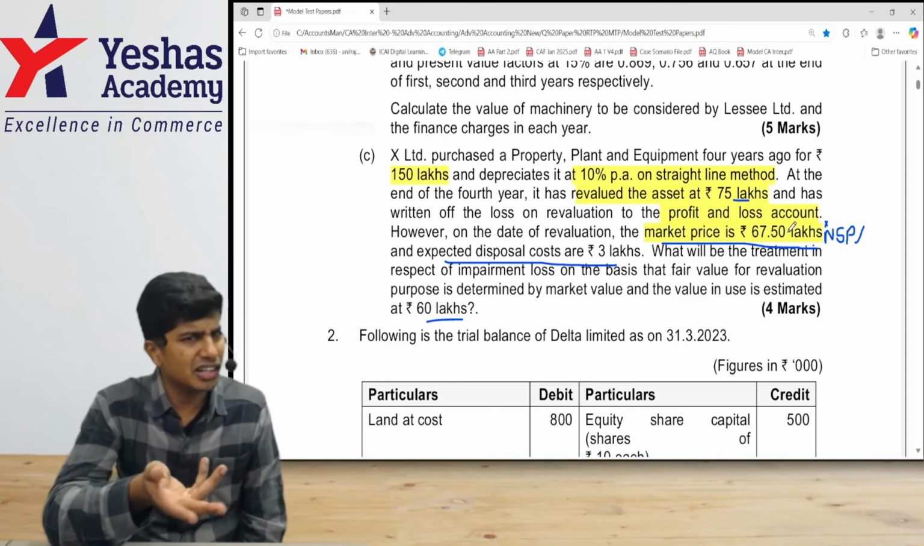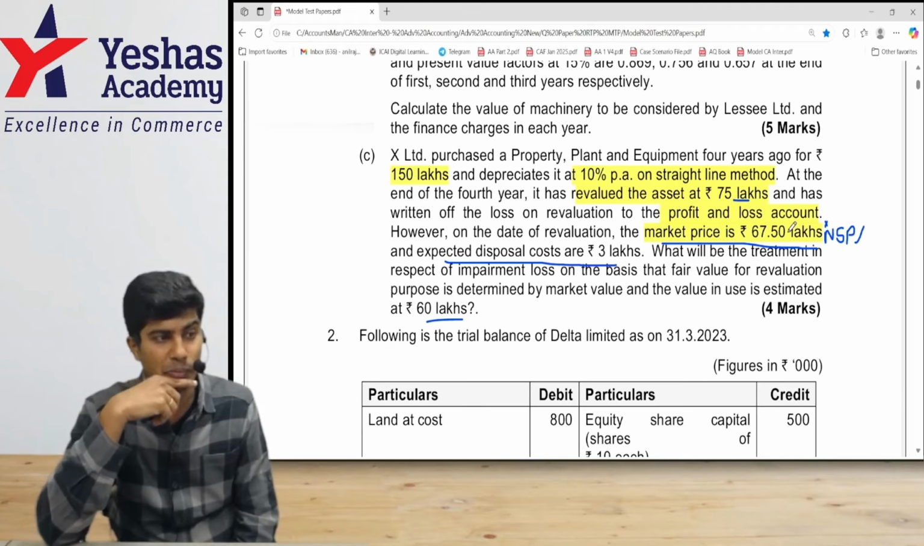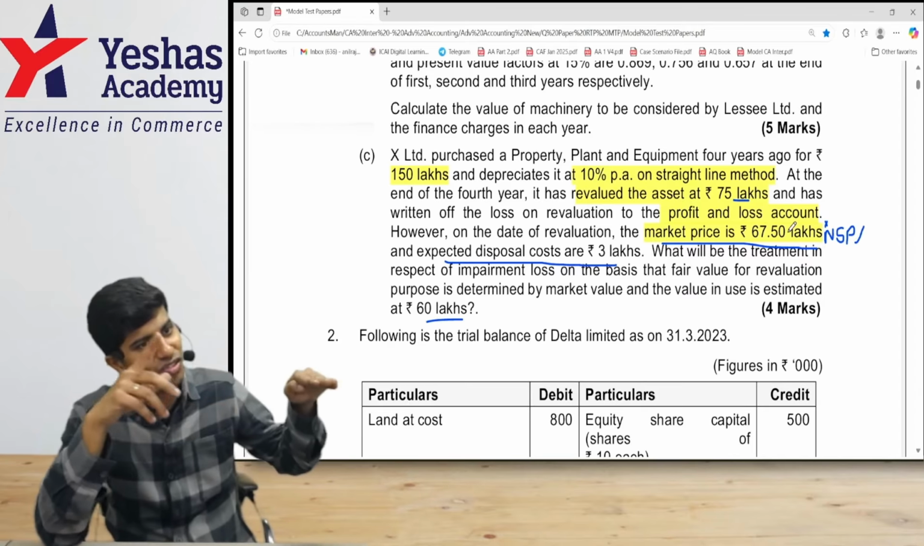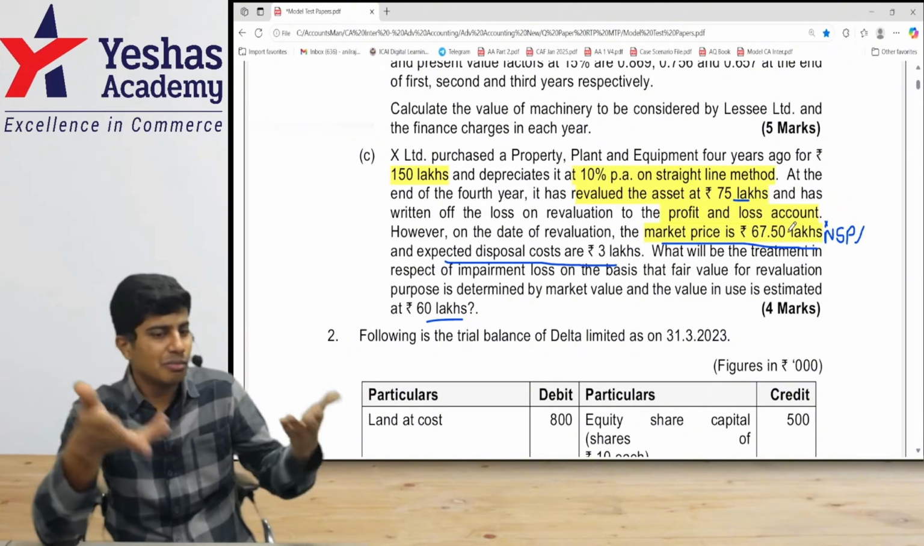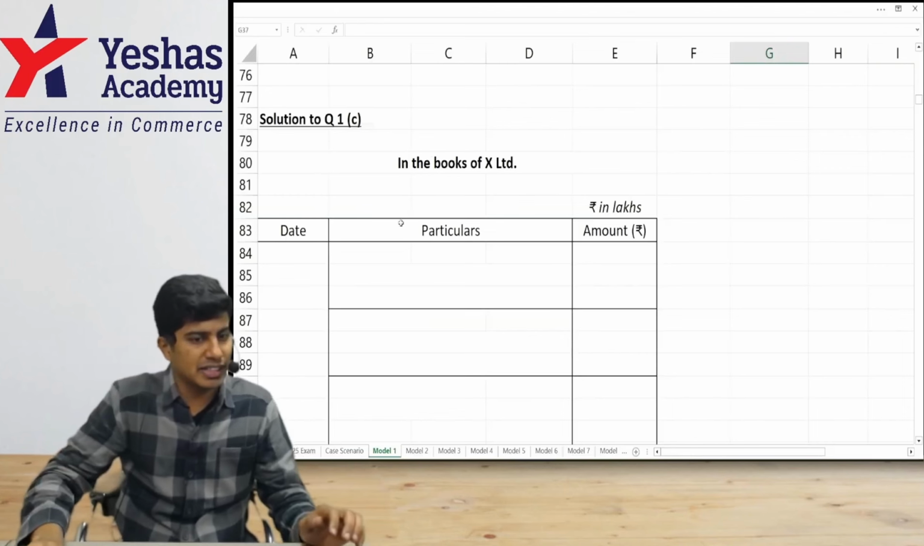However, let's say the revaluation reserve was there to the extent of 5 lakhs. Out of 10.5 lakhs of impairment loss, 5 lakhs would have been adjusted against the revaluation reserve. The balance 5.5 would have been transferred to P&L. But here there is no such case. That's the answer. Easy. I'll explain it step by step.